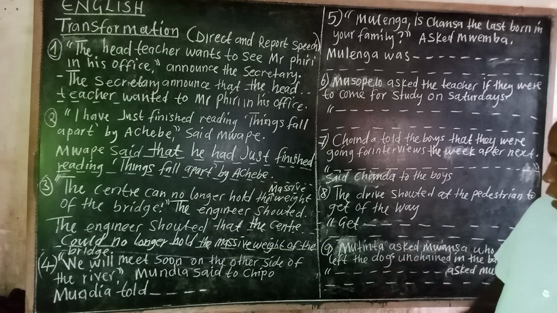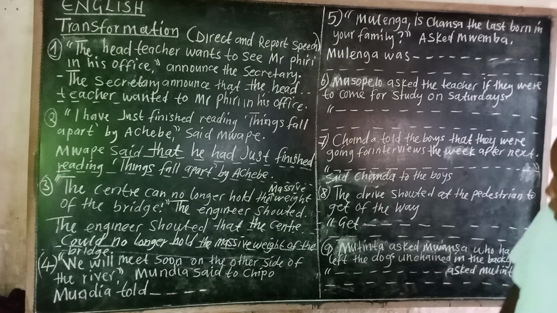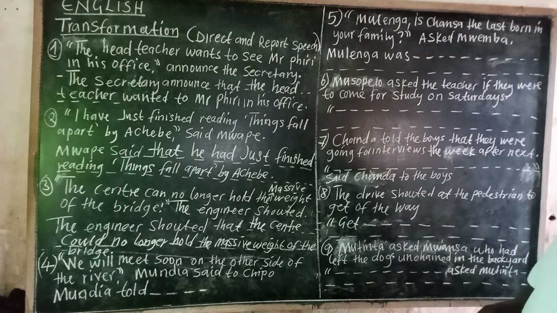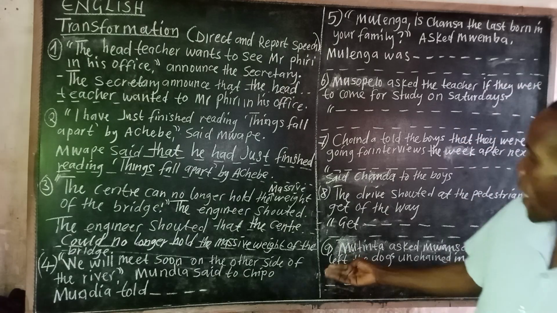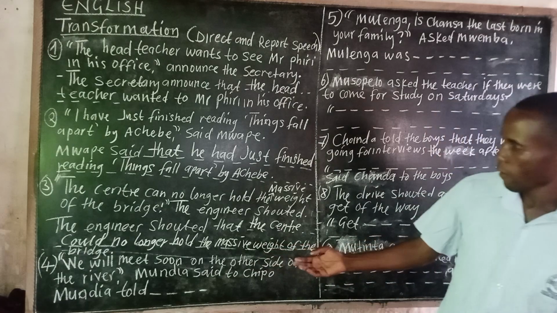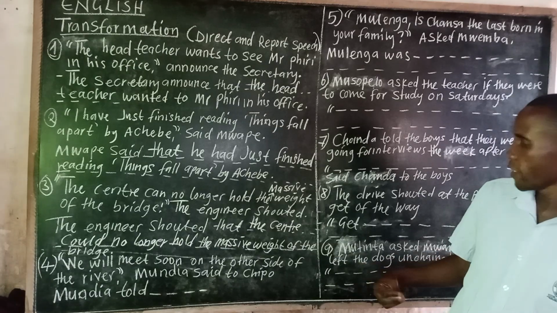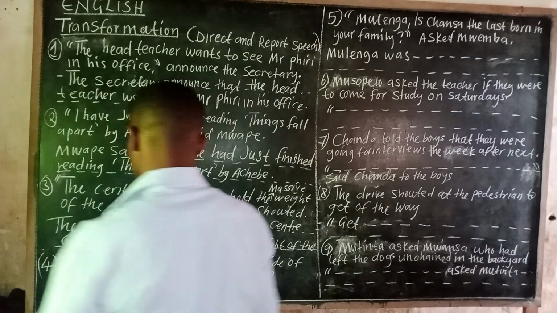Then we go to question number 4. We see how we can also report that one, or rather writing it in indirect speech. We will meet soon on the other side of the river, Mundia said to Chipo. Okay. We will meet soon on the other side of the river, inverted comma and a comma there. Mundia said to Chipo. So now you start.